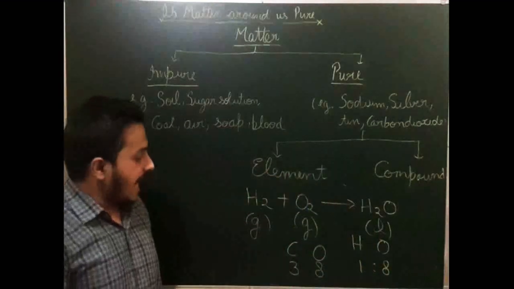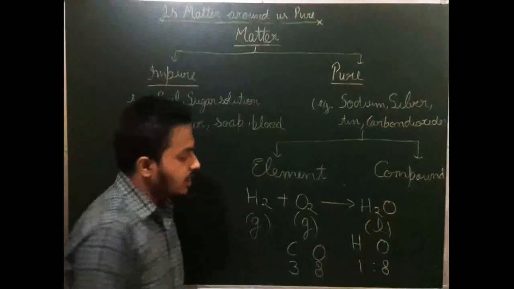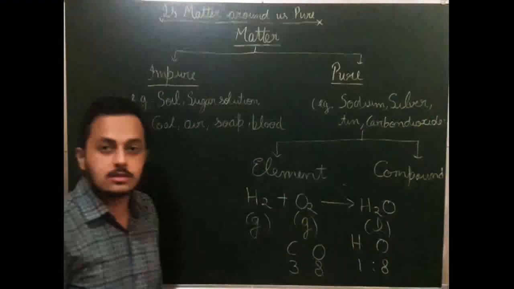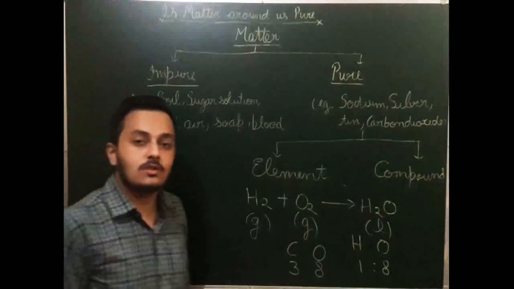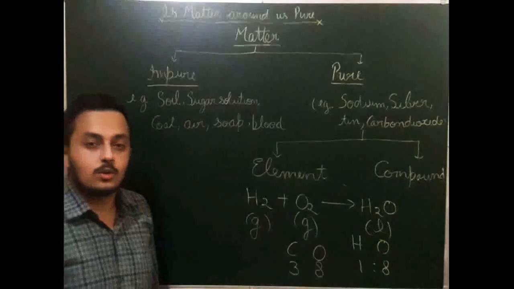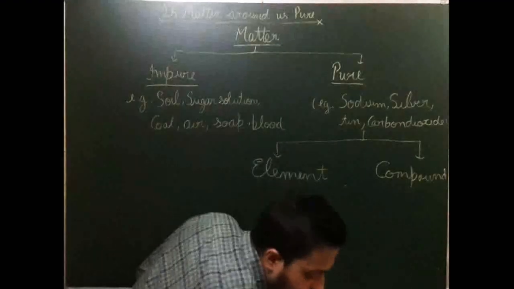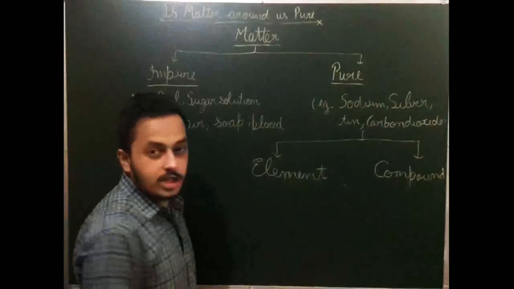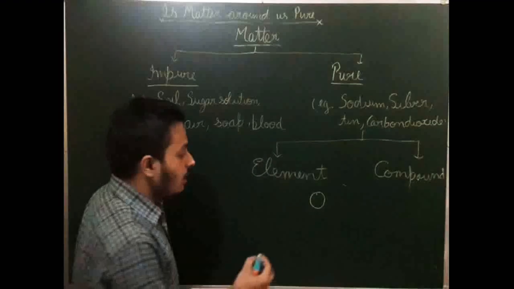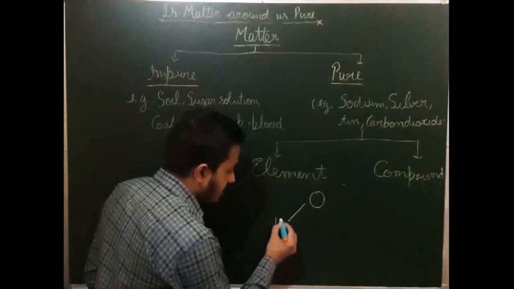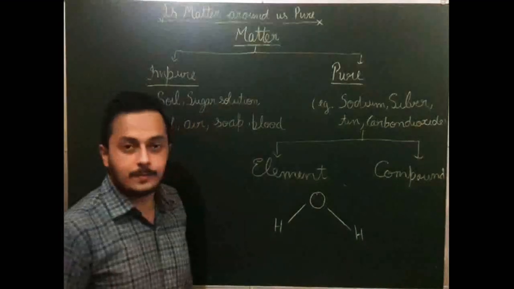Now a question will come to your mind: in a compound there are two kinds of elements, so it should not be pure. So let me solve this question. Consider this, students. What happened during the formation of a compound? If I take a simple example of water, what had happened? An oxygen atom has combined with two hydrogen atoms.